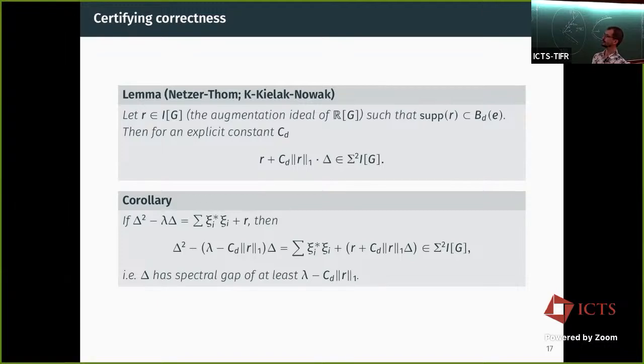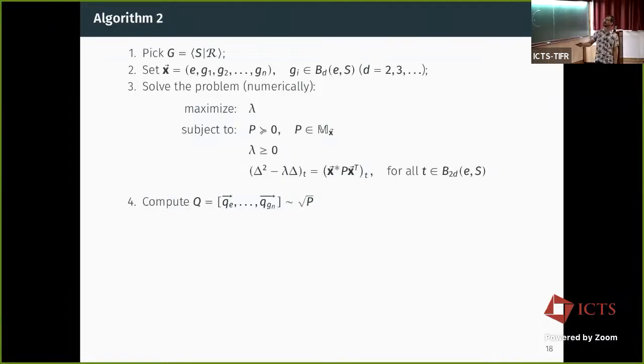Okay? So therefore, if we have a small R, so small discrepancy in L1 norm, then we can modify the objective, and then dominate this discrepancy by subtracting some delta. Okay, so then we know that delta has not spectral gap of lambda, but actually lambda minus this constant times the norm of the discrepancy.